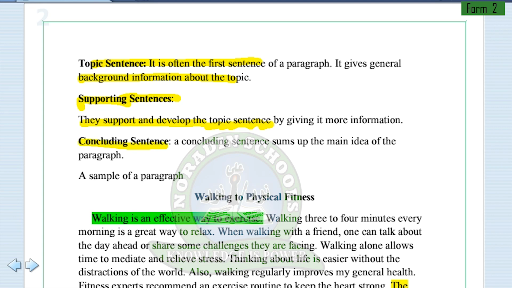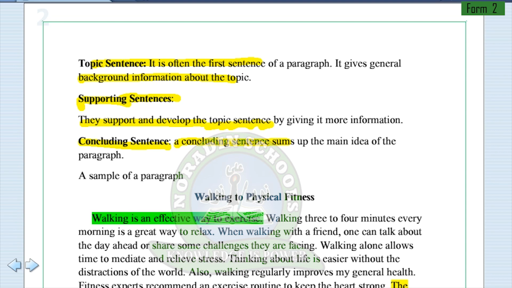And finally, the concluding sentence. We are going to it at the end of this lesson, the structure of a paragraph. The concluding sentence sums up or summarizes the main idea of the paragraph. There are 2 ways to conclude your paragraph: either summarize the main points which you have discussed in the supporting sentences as well as the topic sentence, or you just restate, tell again, the topic sentence.